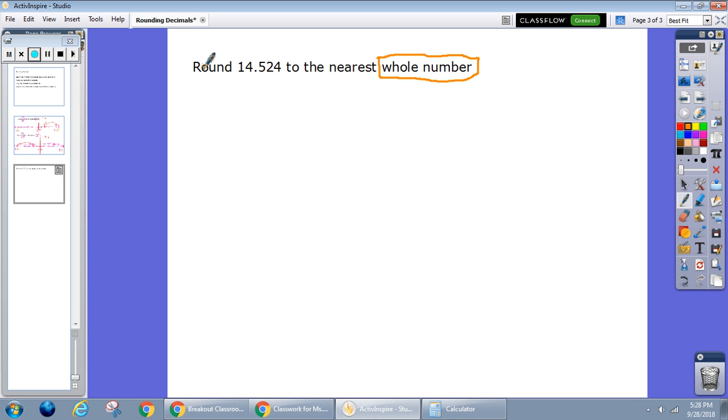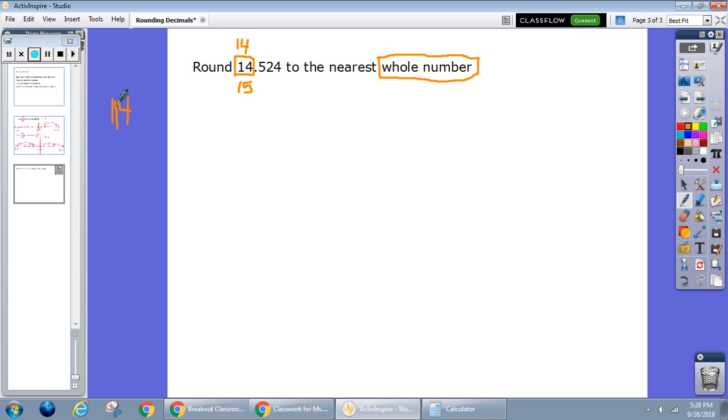All right, so I'm rounding 14 and 524 thousandths to the nearest whole number. What is the whole number here? The whole number is 14. It's not just 4. 4 is a whole number. 4 is in the ones place, but the whole number is anything on this side, the left side of the decimal point. All right, so I write what's in my box up above and down below. Now let me write over to the side just to show you guys.